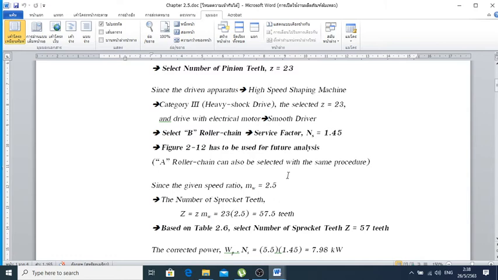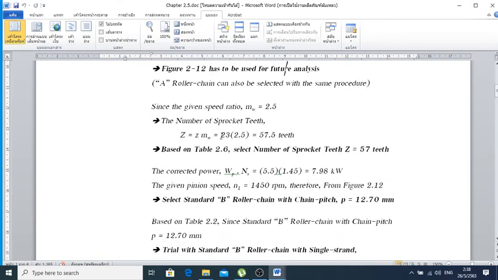For that step, we're going to do exactly the same as what we've done before. And then it's given by the problem that the ratio is 2.5. So therefore, we got the number of sprocket teeth as 25 and 57.5. So we just have a look at table 2.4, 2.6. We got 57 teeth respectively. And then we find the corrected power is 7.93.